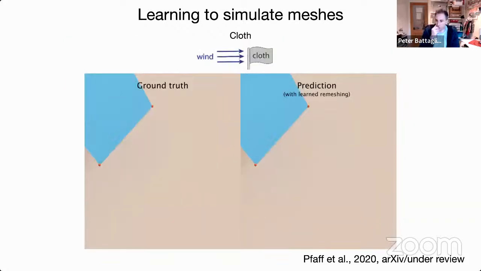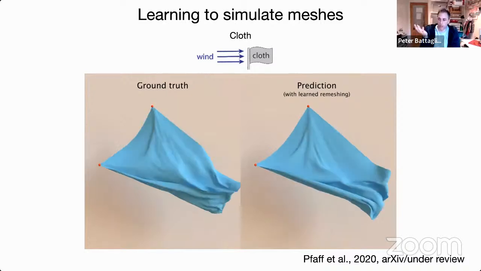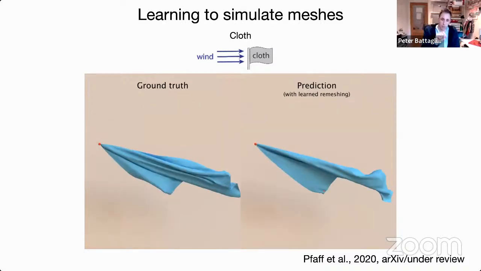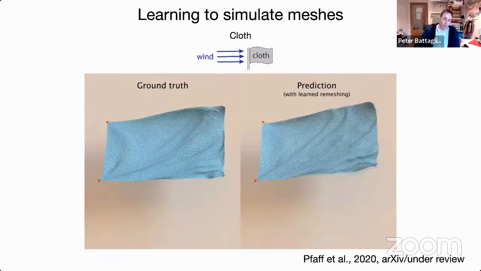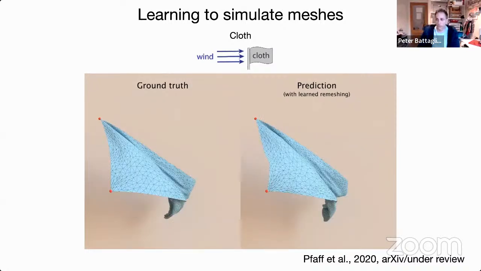Okay, so here are some of these results. On the left, again, you've got your ground truth cloth, and on the right, you've got your predicted cloth. Same setup: the initial frame is given as input, the initial state. It's given to the simulator, it makes a prediction, feeds it back into itself, and continues to make a rollout for 1,000 steps or more.